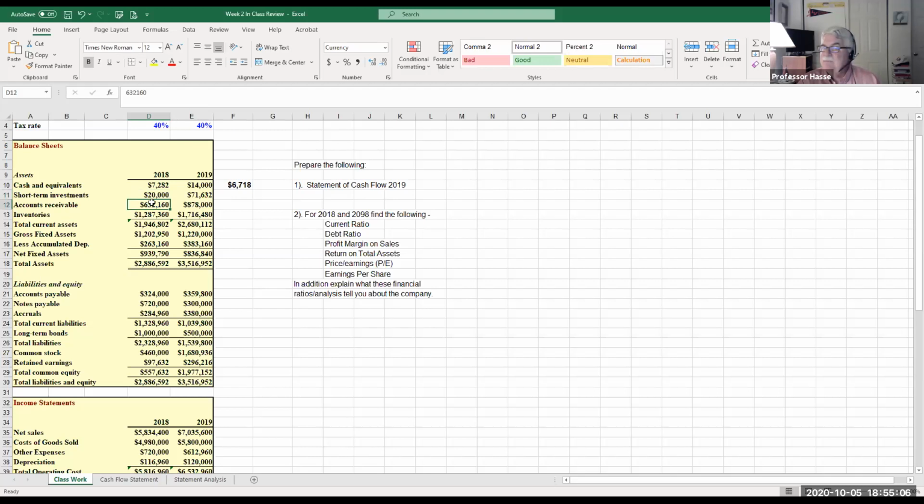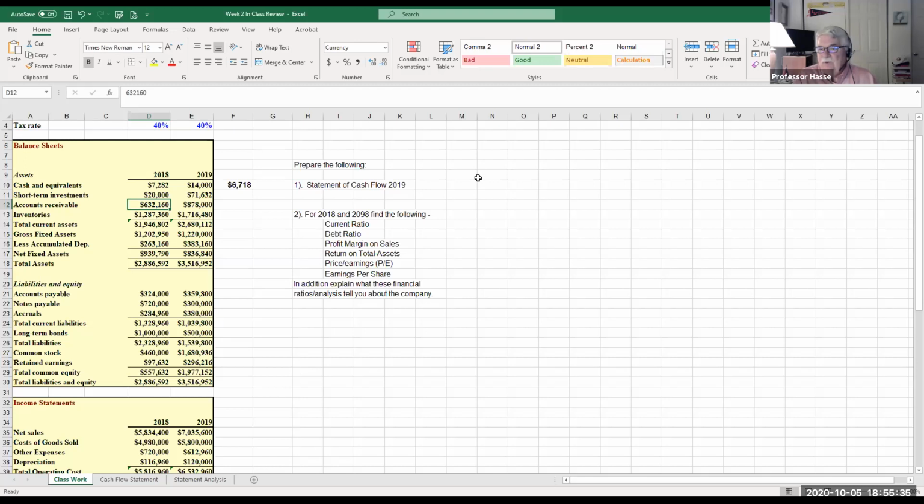Accounts receivable. Services that we have provided and issued an invoice. They owe us the money. For most businesses, it's 30 days. $878,000 of money is tied up in receivables for this company in 2019. Ouch. I hope they collect those quickly. That's a lot of money tied up.